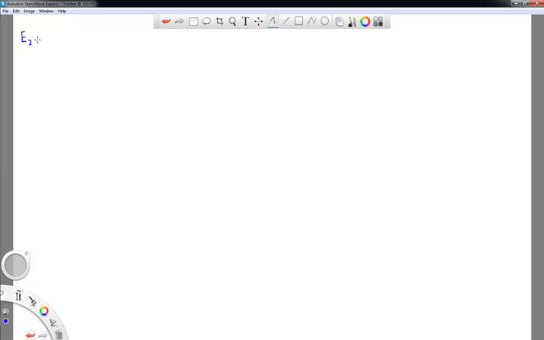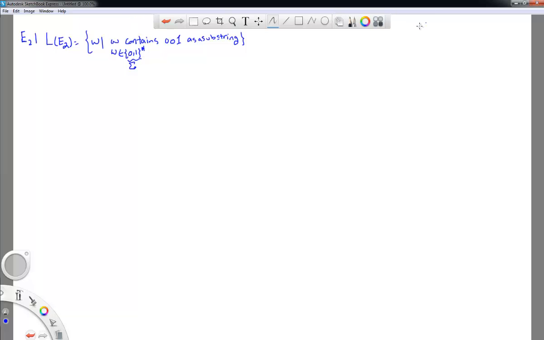I want to design automaton E sub 2 such that the language of E sub 2 is the set of all strings W such that W contains 001 as a substring. And of course, W is from the set sigma, which is my alphabet 0 and 1.